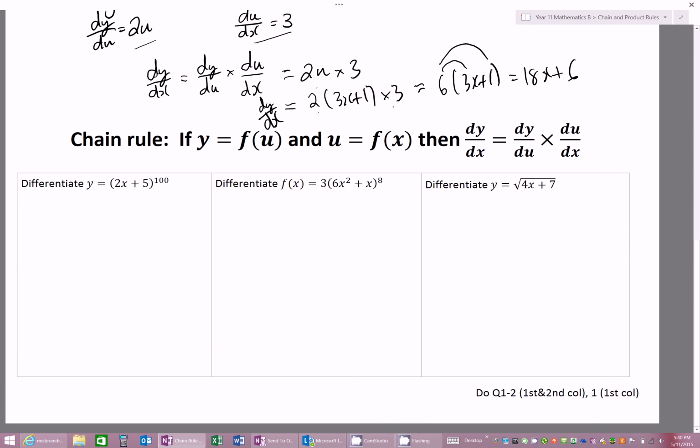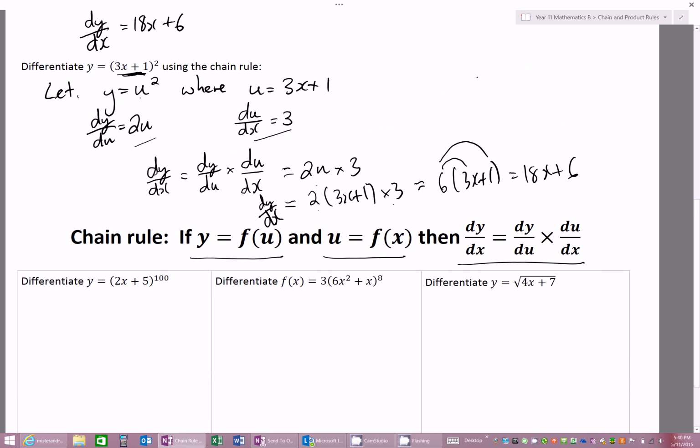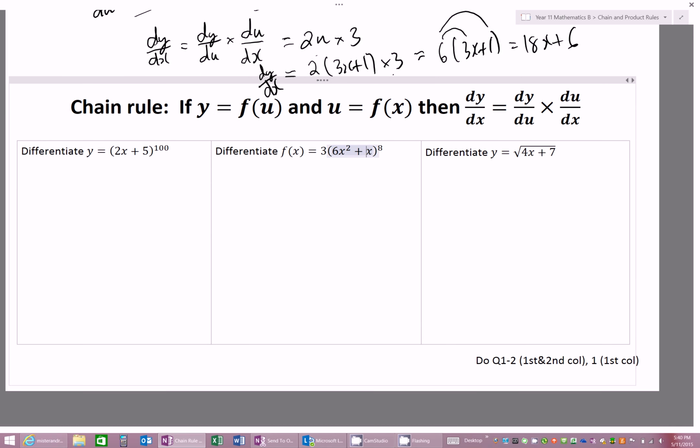So this is just the formal chain rule. If y is a function of u and u is a function of x, then we can use this relationship. So here we had y as a function of u and u as a function of x. As a function of x means equals something to do with that variable. I'll have a go at this one.